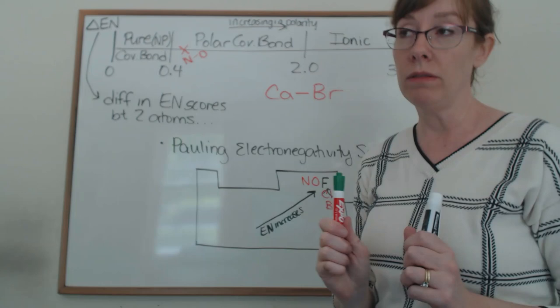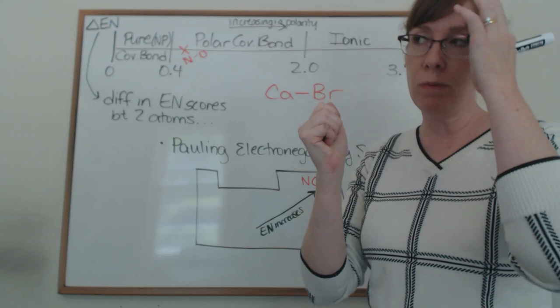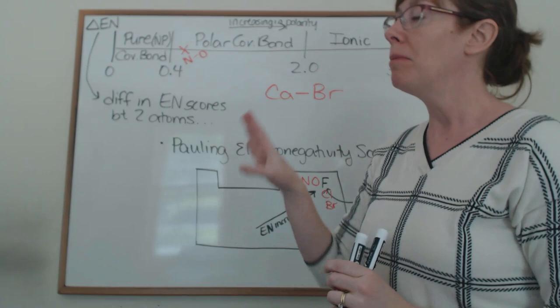That's where we blow a little bit of what we've been using all semester out of the water. We used to just say metal, nonmetal, ionic. But really, this is how it's done. So calcium scores a 1.0.